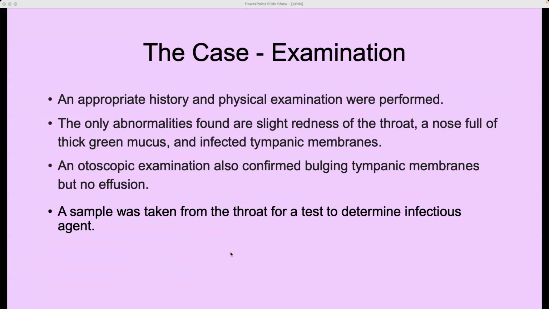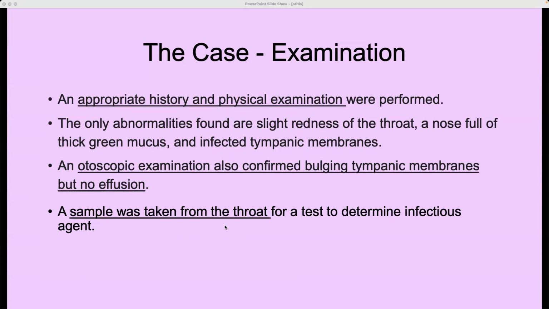The physician examined the patient. So what do we need to select from this code? So let's read it first. An appropriate history and medical examination were performed. The only abnormalities found are slight redness of the throat, a nose full of thick green mucus, and infected tympanic membranes. An otoscopic examination also confirmed bulging tympanic membranes, but no effusion. A sample was taken from the throat for a test to determine infectious agent. So what do we need to know about this?